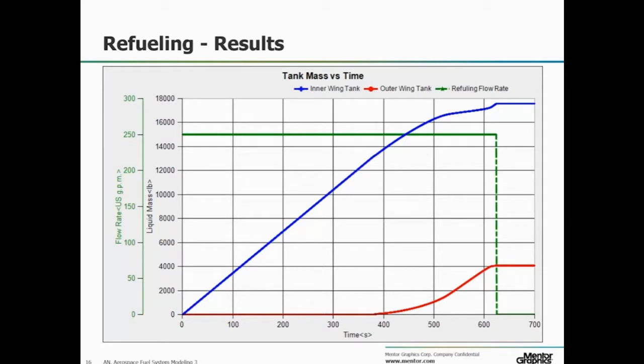After running a transient simulation spanning the refueling process from completely empty to completely full tanks, we can first look at a combined plot of fuel mass and refueling flow rate versus time. Here you can see the constant addition of fuel leads to a linear increase in mass in the inner tank until it fills sufficiently to begin to spill into the outer tank. As the outer tank becomes full, the inner tank and vent system fills to completion and the refueling flow shuts off.